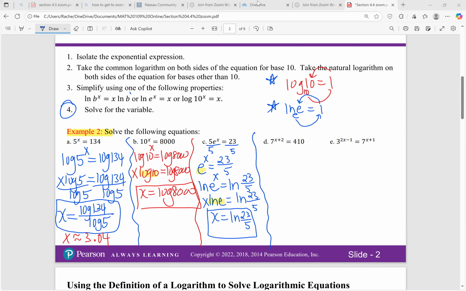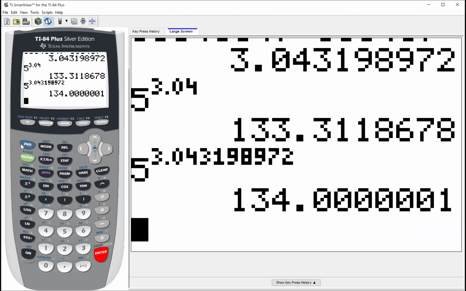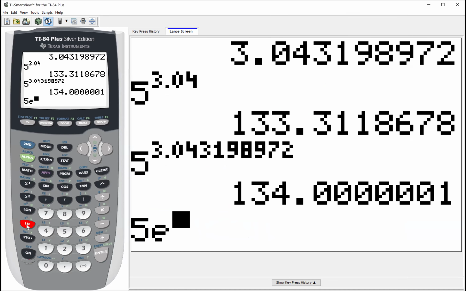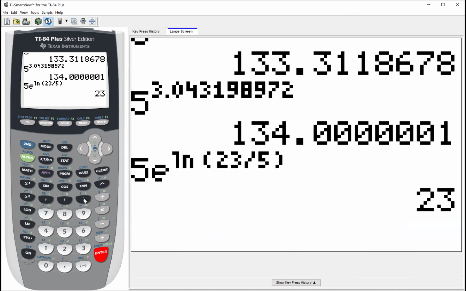So let's check. Let's take 5. Now, if I pull up e, remember that's second and then the ln key, that's e to the, now I can plug in a power, right? So 5 times e raised to the, now for x, we got the natural log of 23 divided by 5. And we get 23, right? That checks out. So you could always check your answers to these.